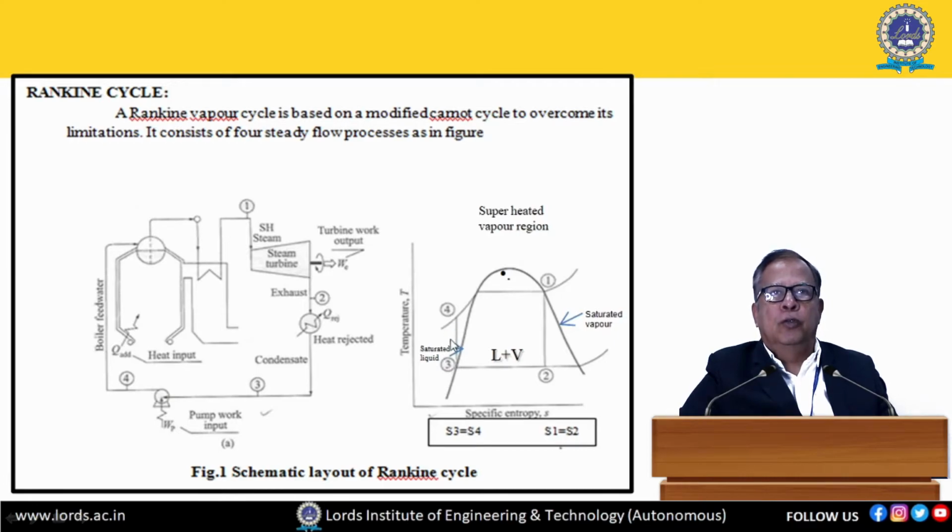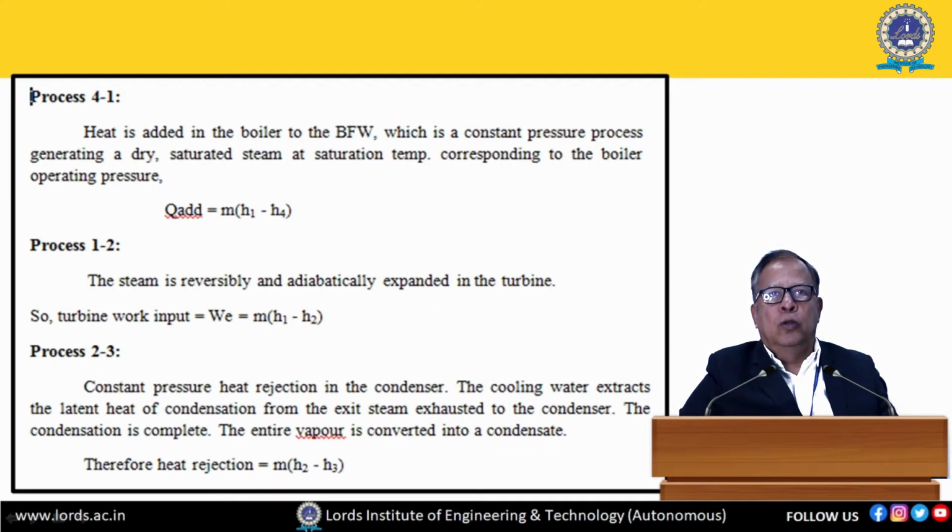Then in process 1-2, the steam is reversibly and adiabatically, that is isentropically, expanded in the turbine. The turbine is a work producing machine, so the turbine work output, which we denote as WE, is equal to the mass of the steam times H1 minus H2, that is, the enthalpy at state point 1 minus the enthalpy at state point 2.